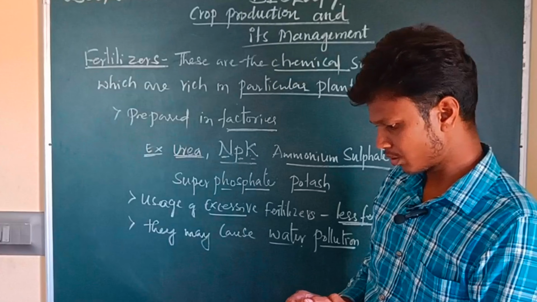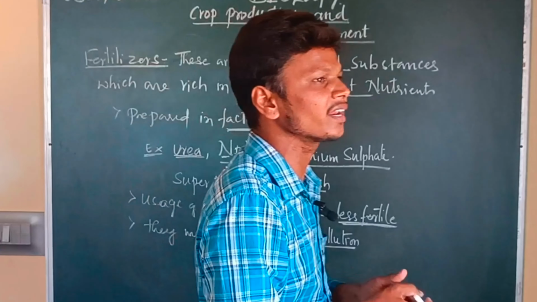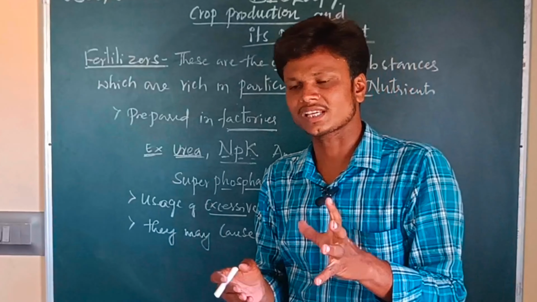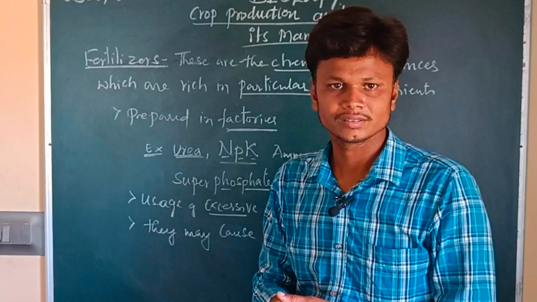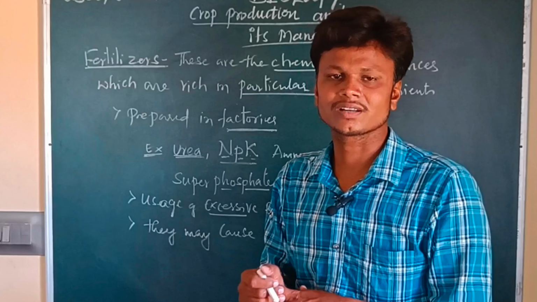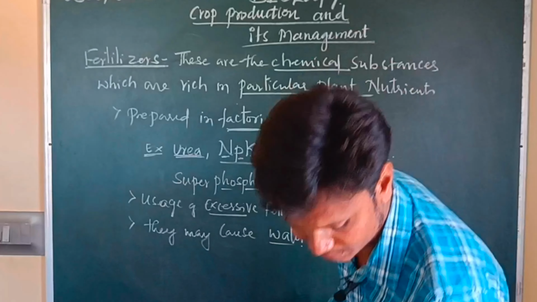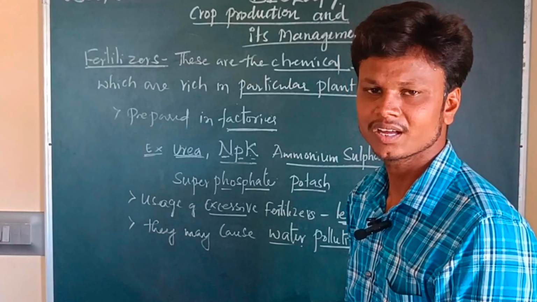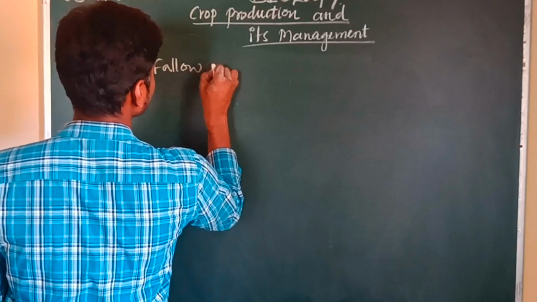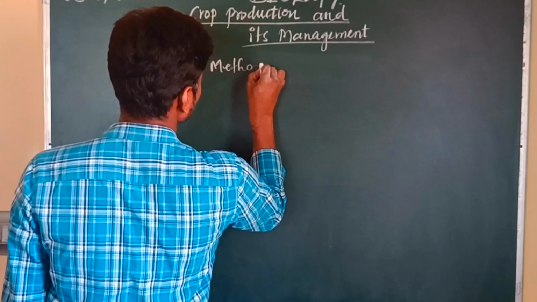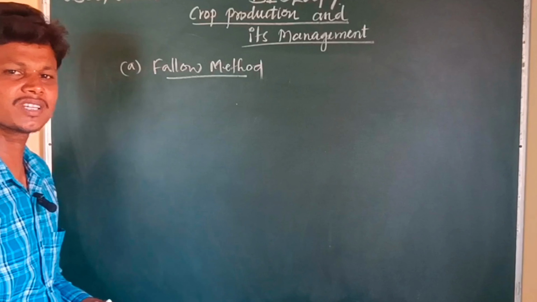Clear? Okay, so by adding manure and fertilizers, we can enrich the soil, isn't it? So you can ask me any other way to enrich the soil. Anybody? Think yourself. Yes, we do have other things to increase the soil fertility, and the first one is the fallow method. So very simple. Okay, fallow method. So what do you mean by this fallow method?